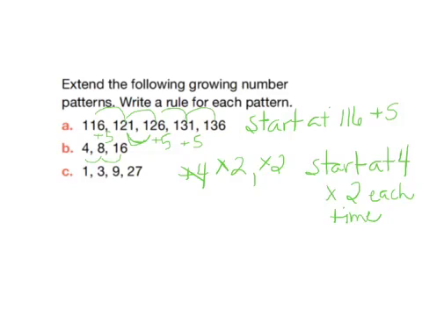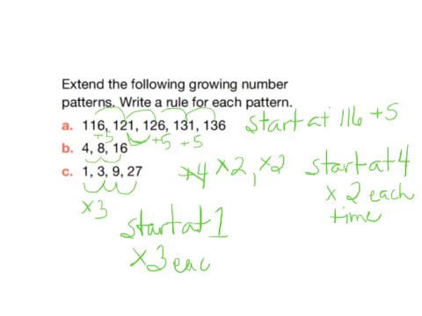And let's take a look at our last rule. If you haven't tried it yet, press pause and try it now. All right, 1 to 3, 3 to 9, 9 to 27. When I look at this one, I can quickly see that this is actually all multiples of 3. So I'm going to try multiplying by 3 each time. 1 times 3 is 3, 3 times 3 is 9, 9 times 3 is 27. That would be my rule. So again, it would be start at 1 and multiply by 3 each time.